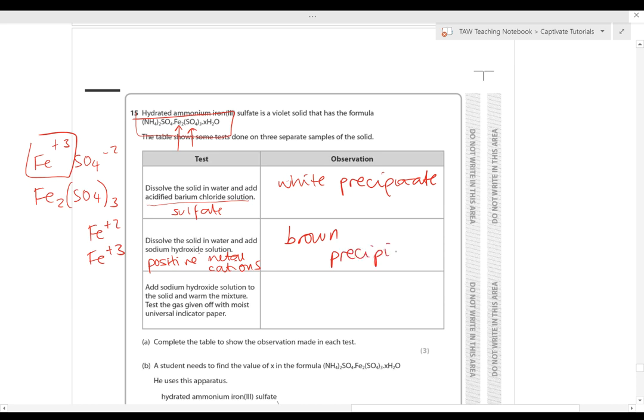And finally, when we warm with sodium hydroxide, we're testing for the presence of the ammonium ion. And when we warm sodium hydroxide and ammonium ions are present, we generate ammonia, which is a basic gas, and will turn our paper blue or potentially purple, because NH3, the gas that is formed, is basic.